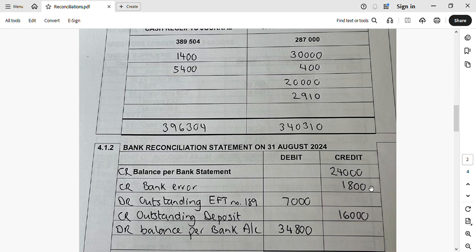So when you are asking whether to record debit or credit, ask yourself, does the bank owe us more or less? If they owe you more, put it on the credit side. If they owe you less, put it on the debit side.